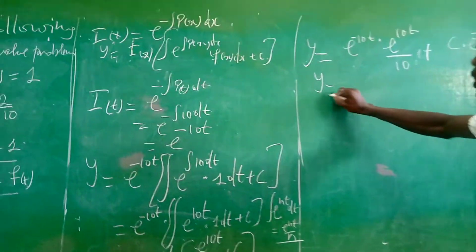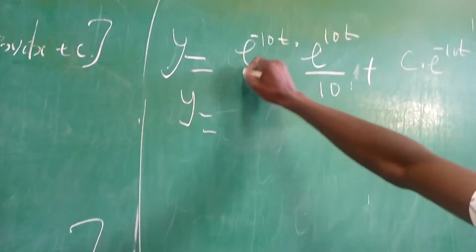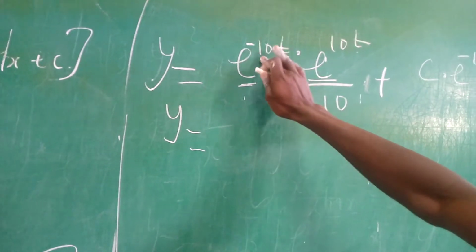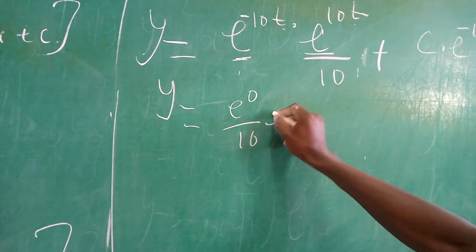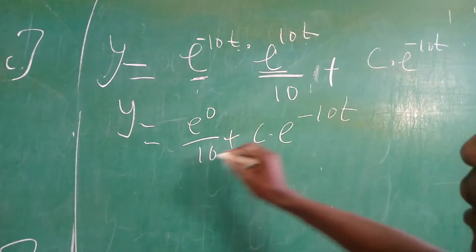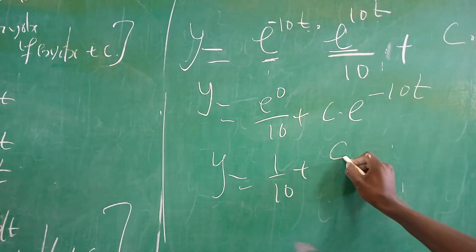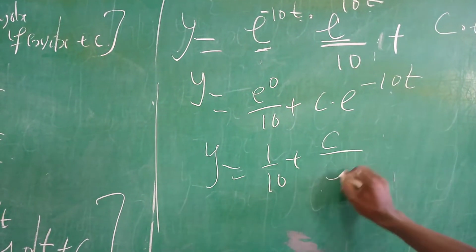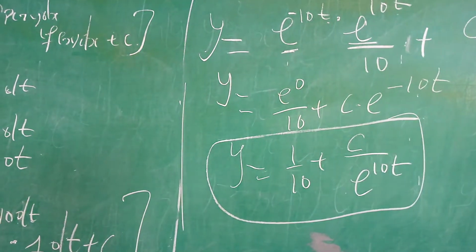Then we get that y is equal to, because it is the same base, we can add the powers, and then we get e power 0 over 10 plus c times e power negative 10t. Y is equal to 1 over 10 plus c. This has a negative power, we can put it down, and then we get e power 10t. And then this is the y.